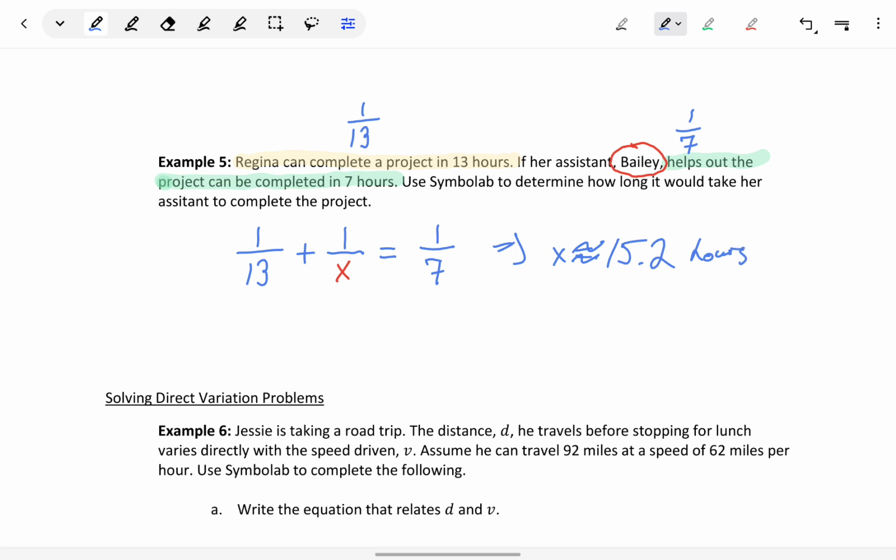It makes sense that this result is larger than that total combined work time, because the two people working together should reduce the total time, and a person working on their own should have a longer amount of time required. So those are just some good mental checks at the end to think about whether your result should be larger or smaller than that total combined time.